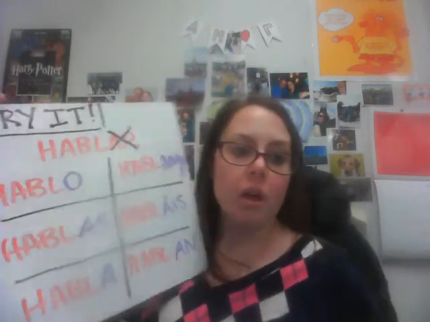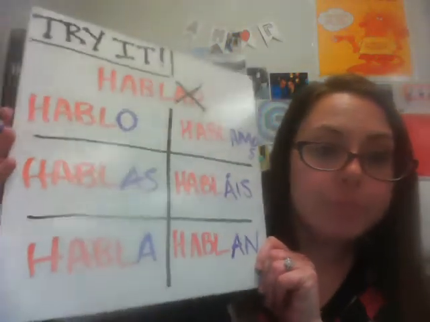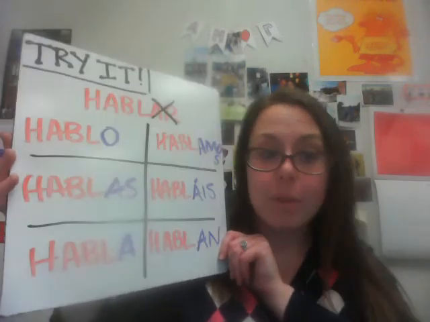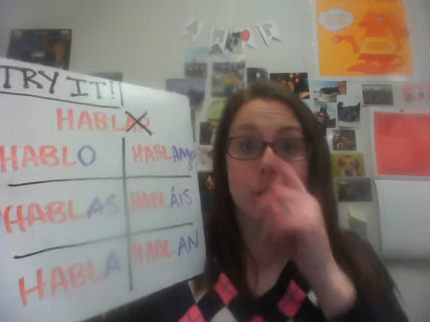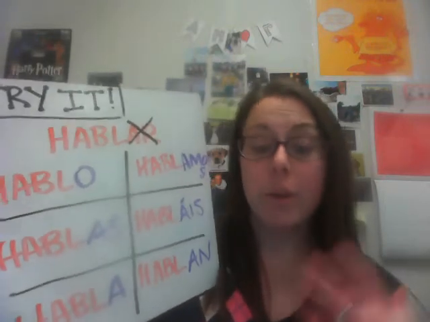Okay, so instead of saying just yo hablar, lights in the room went out. There we go. All right, so instead of saying yo hablar, I'm going to say yo hablo, tú hablas, él, ella, usted habla. Okay, this is conjugation. This is just like instead of saying yo tener, you say yo tengo. Instead of saying yo ser, you say yo soy. Okay, so that's what conjugation is all about.